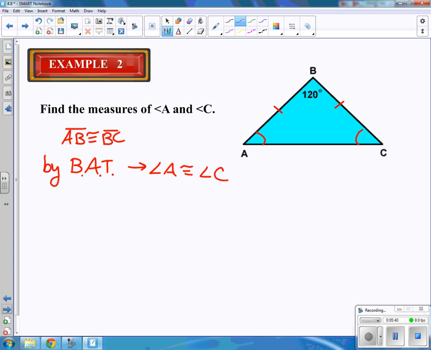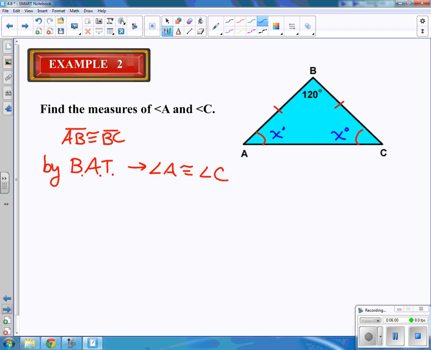Okay, so let me see what that means then. I know I can name one of my unknown angles. I'm going to call it x degrees. So we'll call angle A x degrees. Since angle A is congruent to angle C, I can label angle C the same way, x degrees.